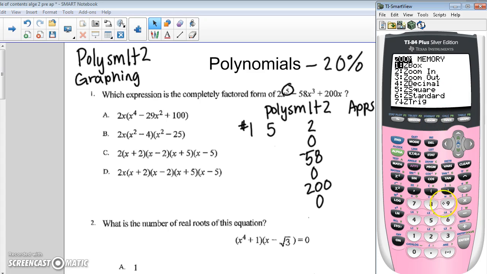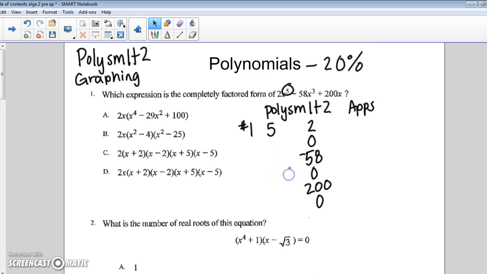In this case, if you zoom in, you will also see that it crosses at 0, 0. So all the answers are 0, 5, negative 5, 2, and negative 2. PolySmlt will give you those answers. By looking at the graph, you'll also get those answers, which means the answer is B. Negative 2, 2, 5, negative 5, and 0.